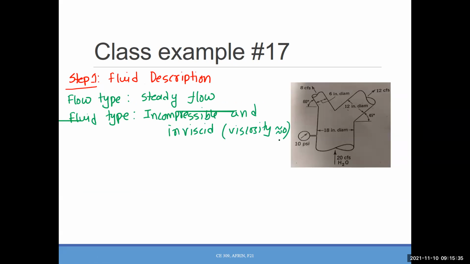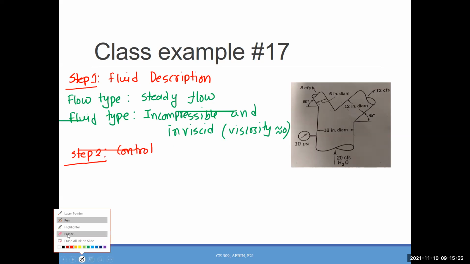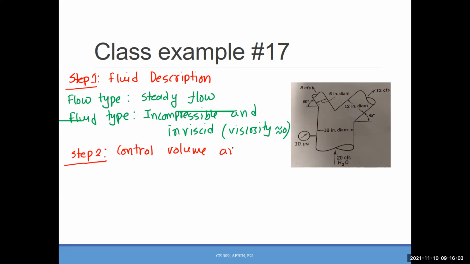Okay, that is step 1. For step 2, what is step 2? Control volume and free body diagram.